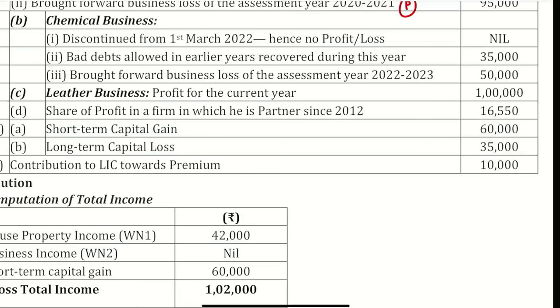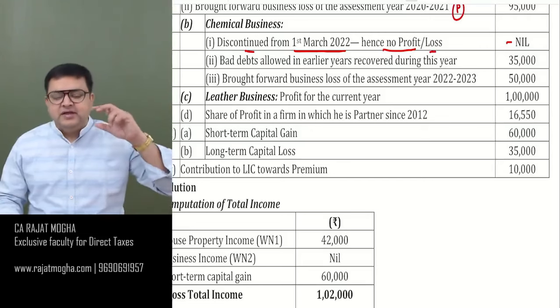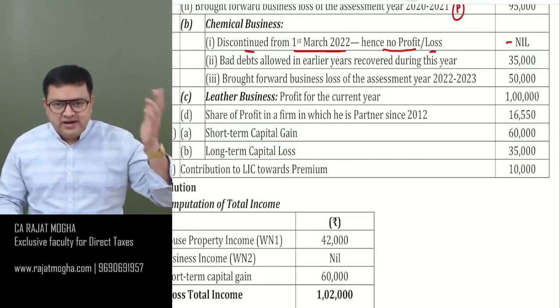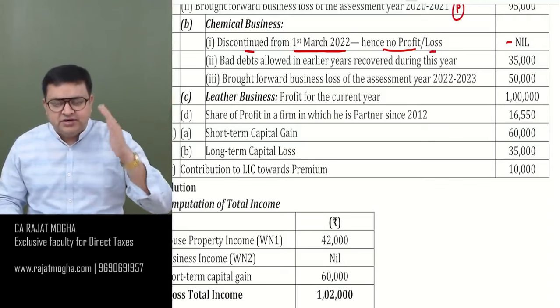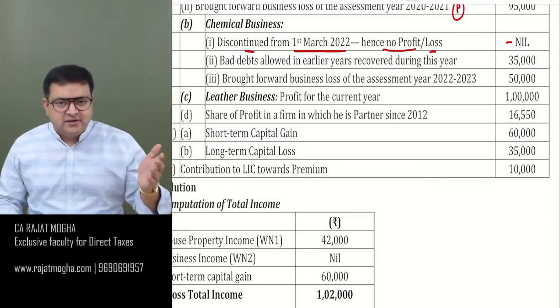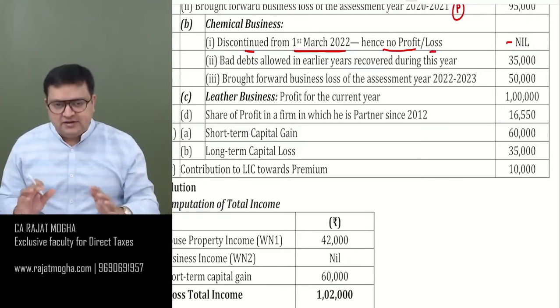Now he has a chemical business discontinued from 1st March 2002, hence no profit, no loss, nil. So he has a chemical business earlier and he shut down that business 2 years back, and there is no profit, no loss in this year. Okay.